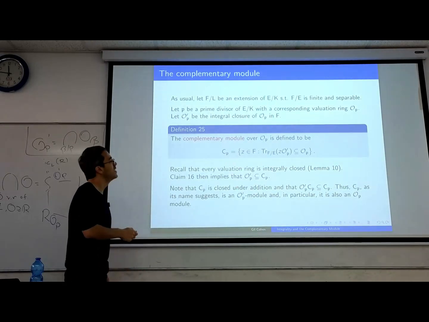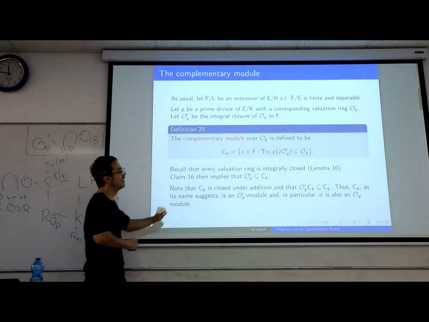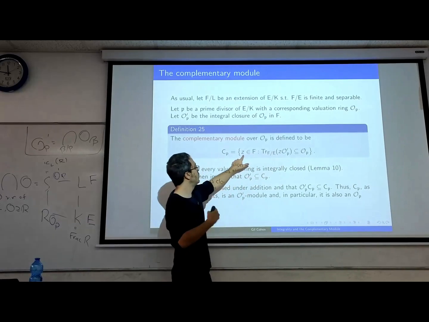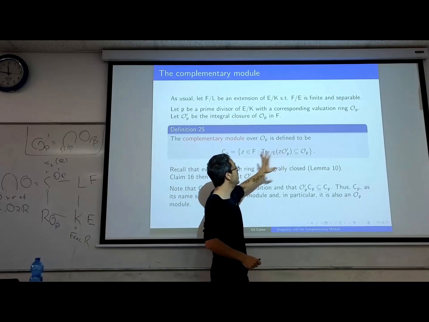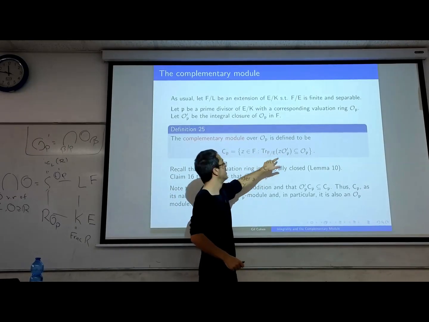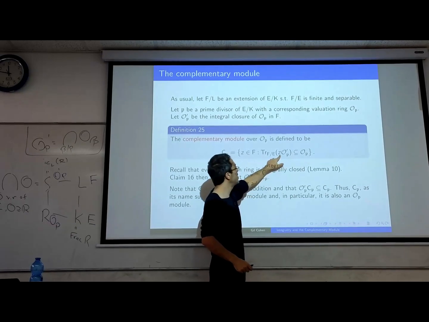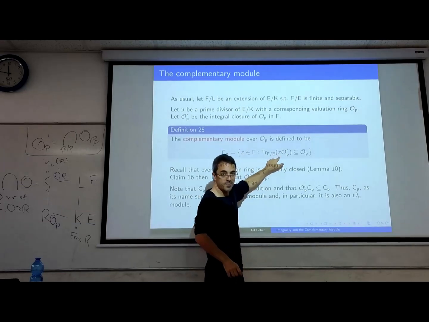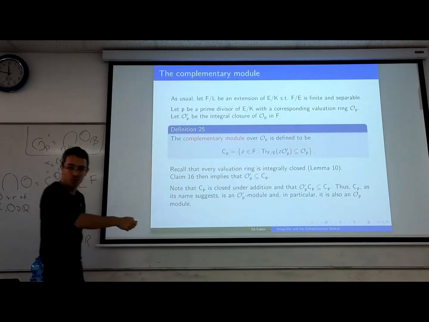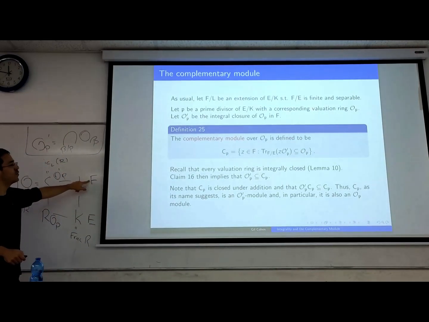What is this weird set? You're looking at all elements in F, and you are doing this experiment. In order to decide membership, whether Z is in C_p or not, you have many tests to do. It's not easy to be there. You take any element in the integral closure of O_p and multiply it by Z. Everything happens in F here. Trace it down to E, and check if you land in O_p. So again, there is some element Z, and we want to know whether it sits in the complementary module, which is not drawn here.